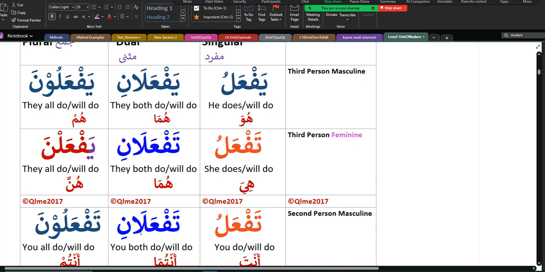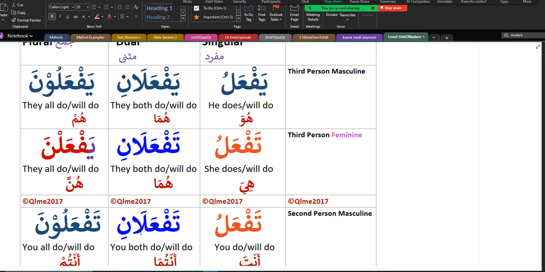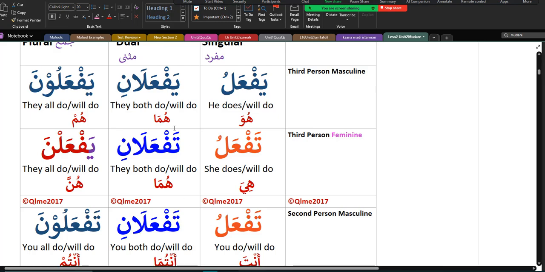The important points about the above chart is the past tense madi, three-lettered verbs, did not display prefixes, but the present or the future tense mudare chart shows both prefix and suffix. You have fa'ala, right? You have a ya added, that is a prefix, and then yaf'alani, yaf'aluna, the suffix is also added to it. Okay, and then we have the prefixes are called the signs of mudare, and there are 4 letters, that is alif, noon, ya, and ta.